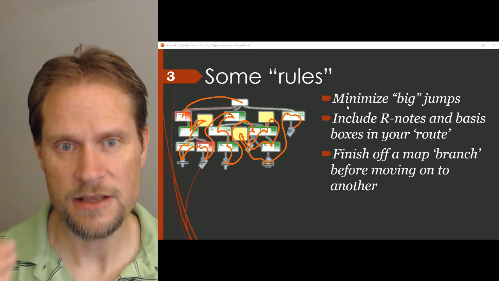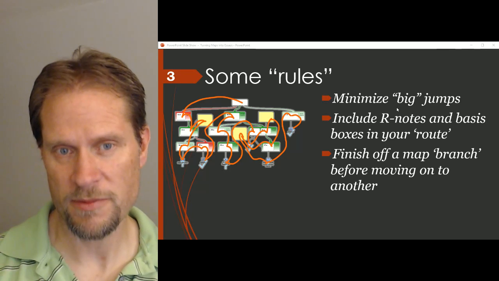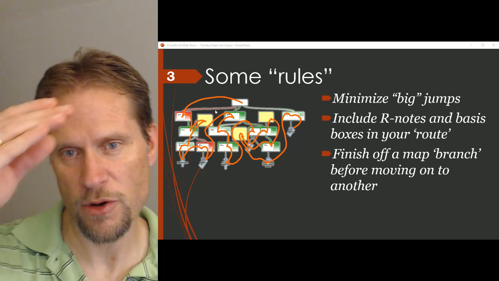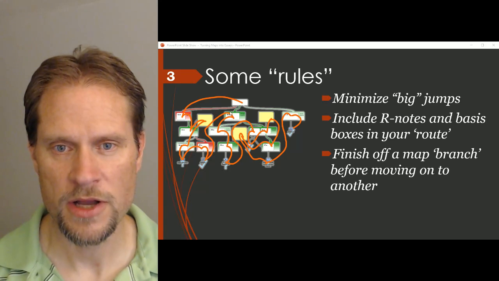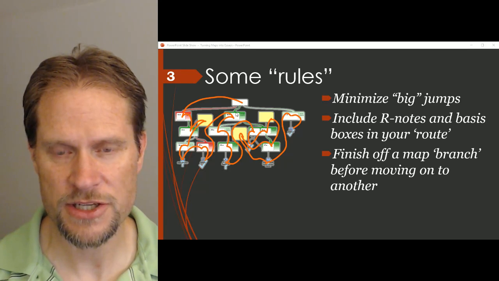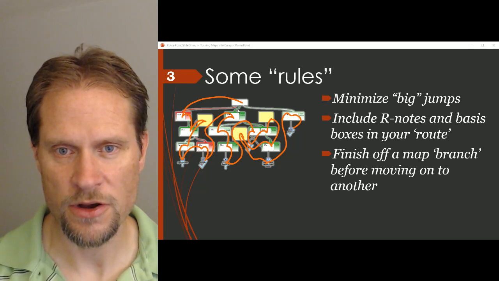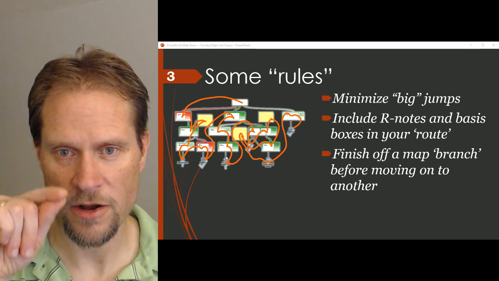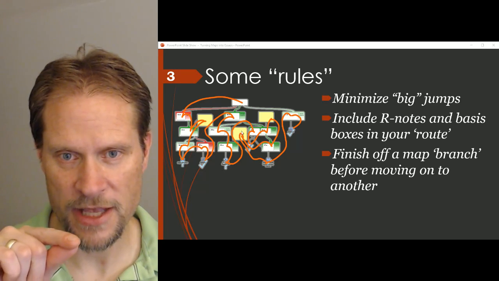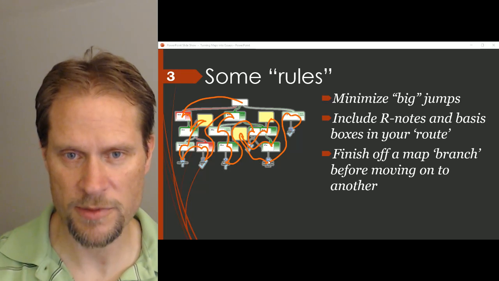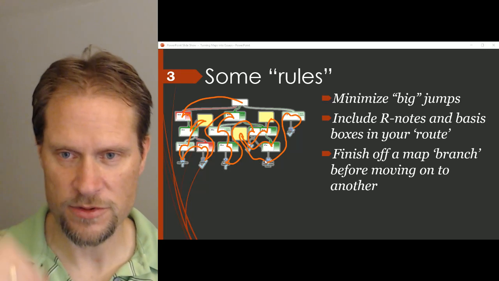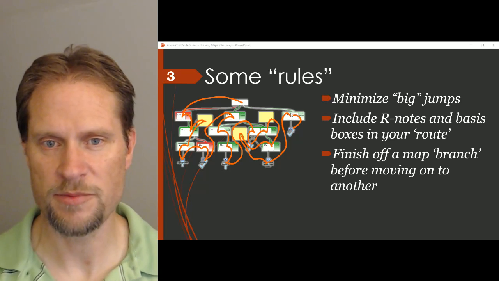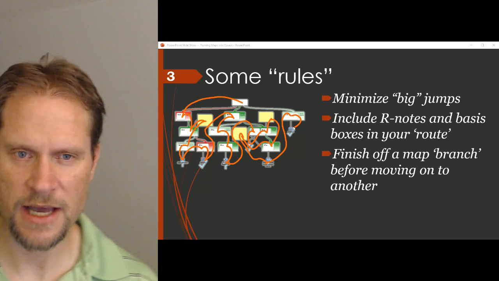And generally, in concert with minimizing big jumps, we do want to finish off a map branch. You want to work all the way down to the bottom of something before you hop back up. So if you look at the middle branch, it's got two sub branches on it. Once I start at the top here, I want to work my way all the way down. Then I jump back up to the other sub branch and work my way all the way down there. Right? I want to do one and then jump back up and do two, and then I jump back up and do this other independent reason over here. That's kind of how we want to do it.